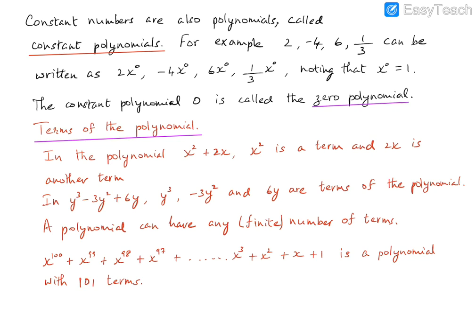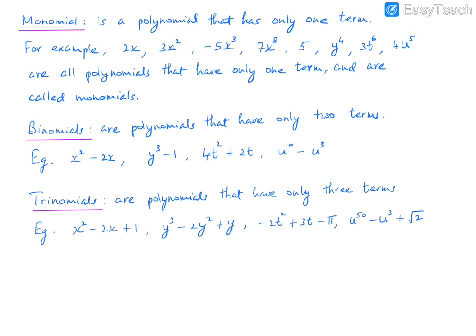Now, depending on the number of terms that a polynomial has, we have a few definitions here. The first definition is the monomial, and as the name suggests, mono means one. So a monomial is a polynomial that has only one term, like 2x, or 3x squared, which is a single term, or minus 5x cubed, which is also a single term. The only term here is 7x power 8. Whatever the power, the exponent, it doesn't matter, but there is only one single term in this polynomial.